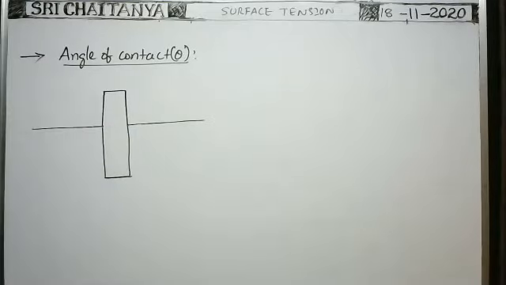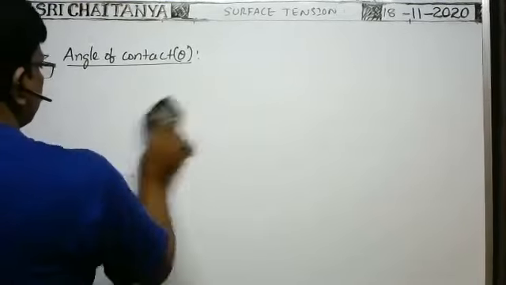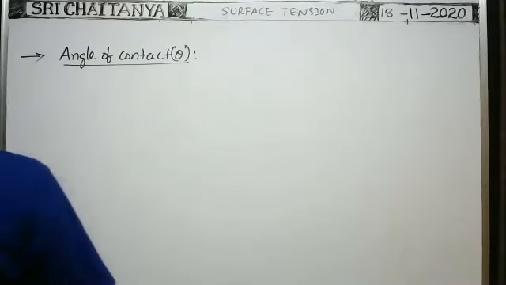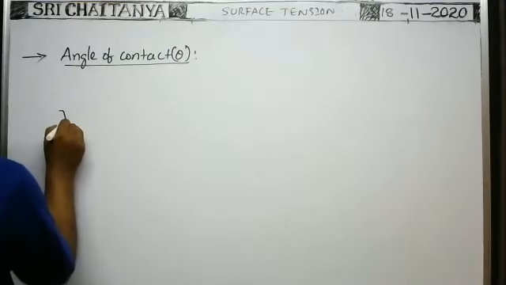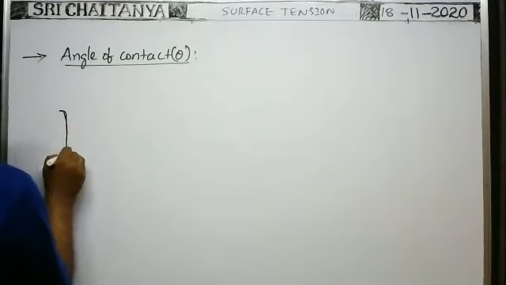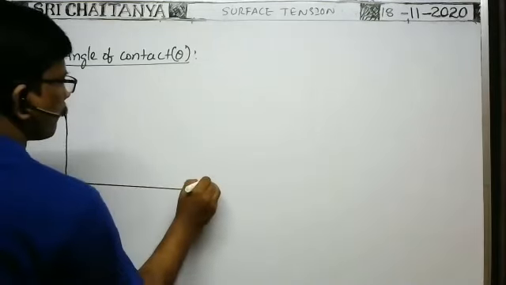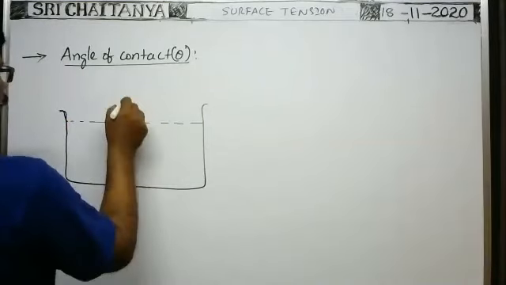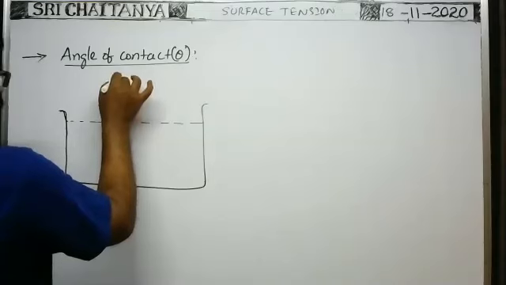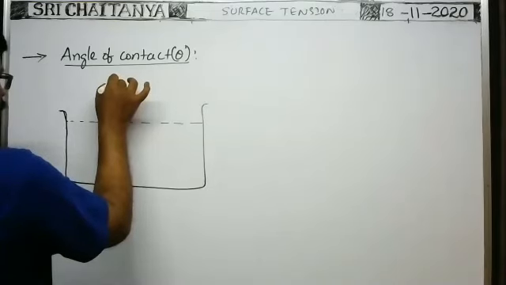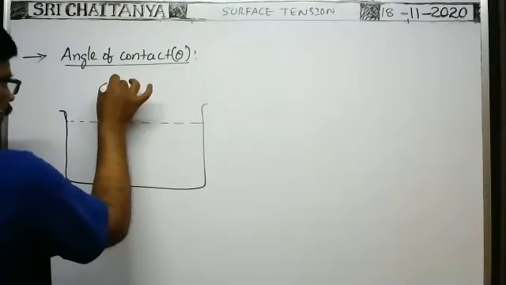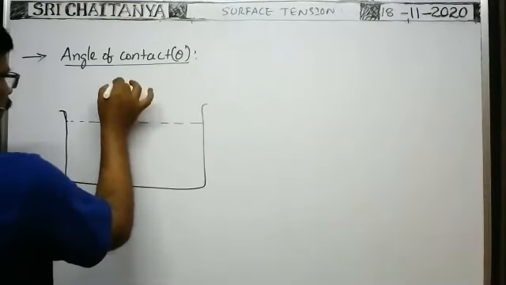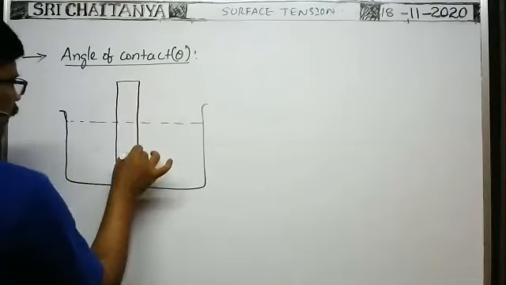కాకపోతే beaker డ్రా చేద్దాం. Here there is a beaker. Okay, we have taken the liquid up to a certain level, and here one glass rod or glass plate is submerged in the liquid so that it is kept vertically. The glass rod is vertical ga arrange chesam.